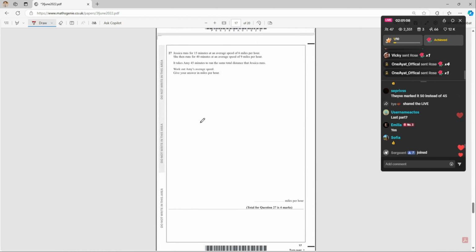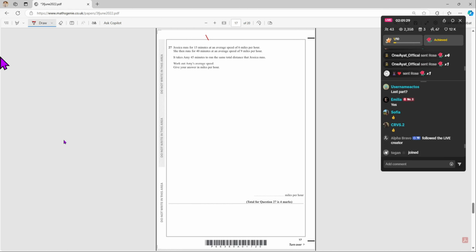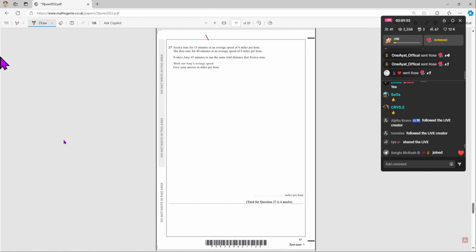Question number 27. Jessica runs for 15 minutes at an average speed of 6 miles per hour. She then runs 40 minutes at an average speed of 9 miles per hour. It takes Amy 45 minutes to run the same total distance that Jessica runs. Work out Amy's average speed.